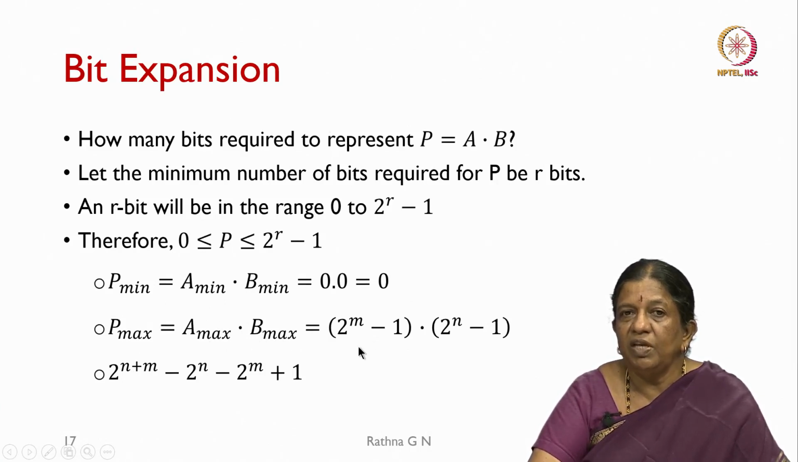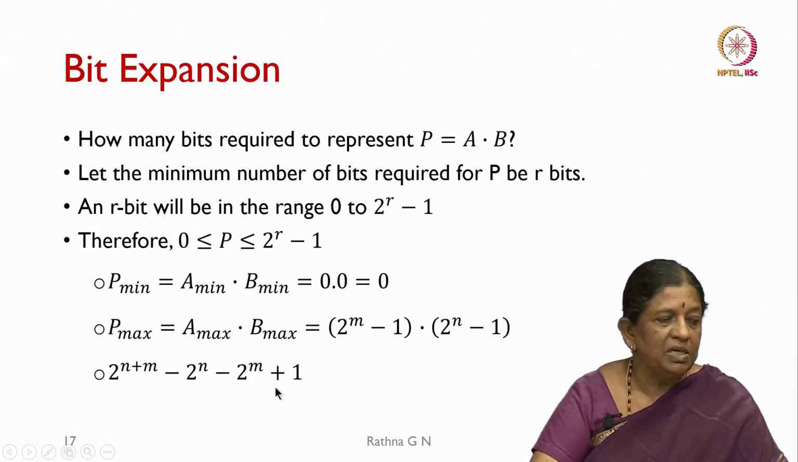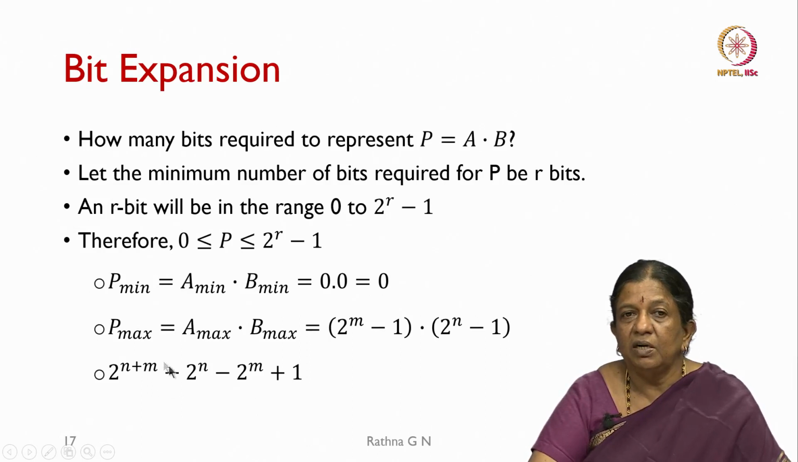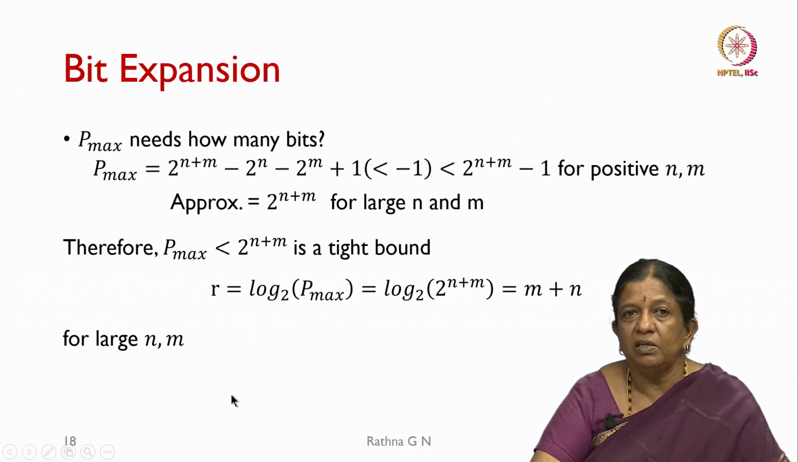So, then we know that there are M and N bits. So, it will be (2 power M minus 1) times (2 power N minus 1). When we expand this multiplication, we are resulted with 2 power (N plus M) minus 2 power N minus 2 power M plus 1, which is the number of bits we needed. So, we will see how P max can be represented.